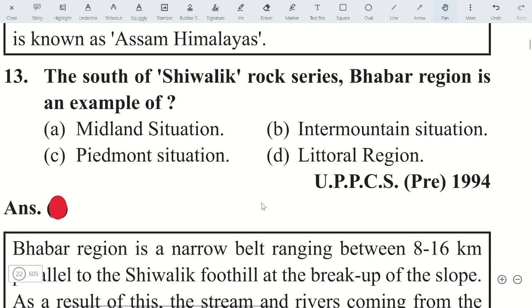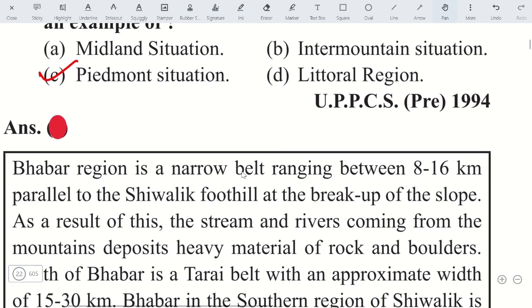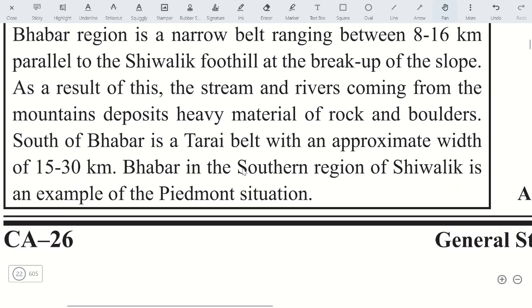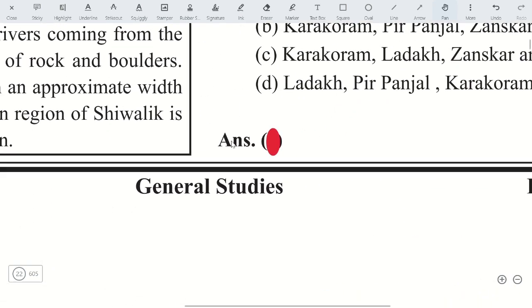South of the Himalaya rock series, the Bhabar region is an example of. It is an example of Piedmont. C option will be correct. Let's see the next question.